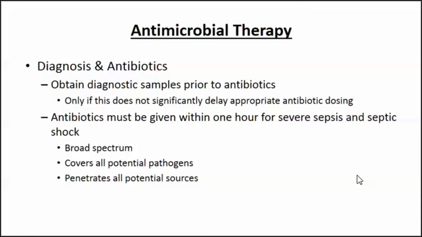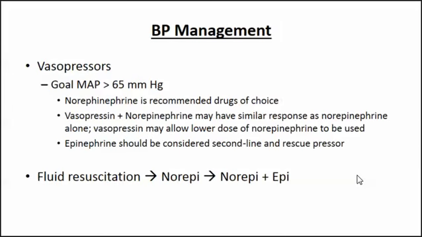Antibiotics ideally must be given within 1 hour of symptoms, not of diagnosis, of symptoms for patients with septic shock. They should be broad spectrum, should cover all potential pathogens, and they should penetrate all potential sources. So if you have a suspicion for pneumonia, please don't use an antibiotic which has very poor penetration into the lung, right? It may have the best gram-negative rod coverage or gram-positive cocci coverage, but if it doesn't get into that area where the infection is located, then it does you obviously no good.